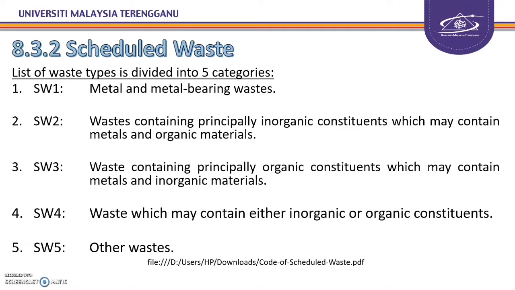So what is SW1? SW1 is metal and metal bearing waste. SW2 is waste that contains principally inorganic constituents, which may contain metals and organic materials. SW3 is waste containing principally organic constituents, which may contain metals and inorganic material. SW4 is waste which may contain either inorganic or organic constituents, and SW5 is other constituents.